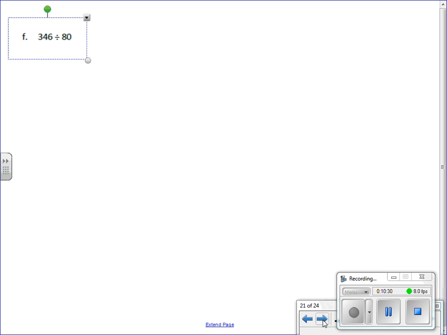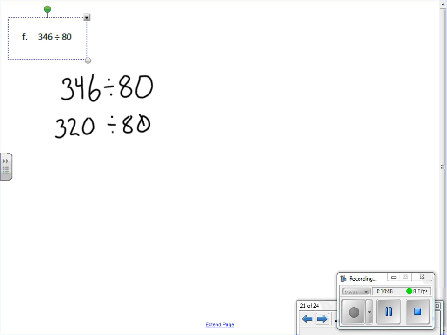Okay, 21. Got 346 divided by 80. And by 21, it's slide 21 for me, but it's letter F for you. If I look at this, I'm going to divide by 80. And the first one I think of is 32. Add a 0. Cancel and cancel. It's going to be 4. 8 times 4 is 32. So my estimate is going to be 4. So in my actual, I should be about 4.